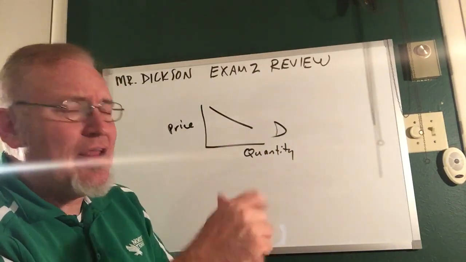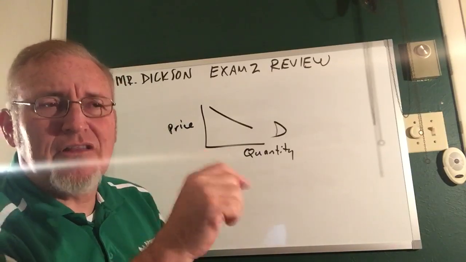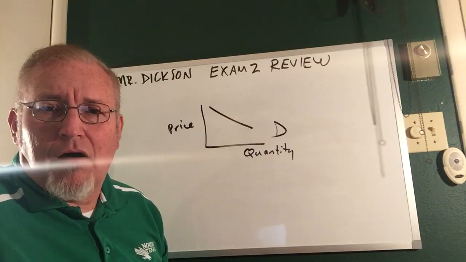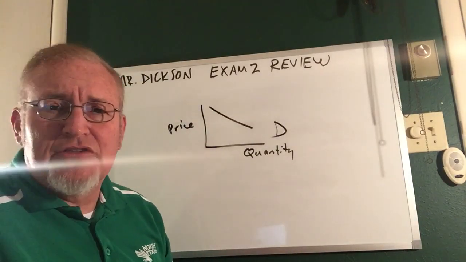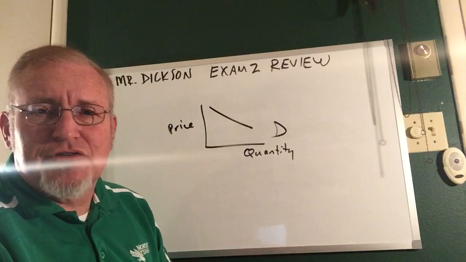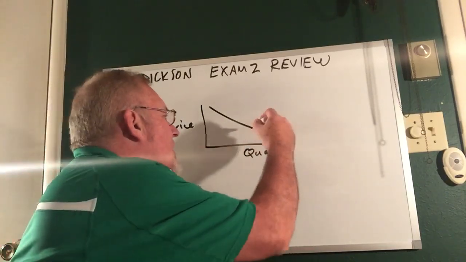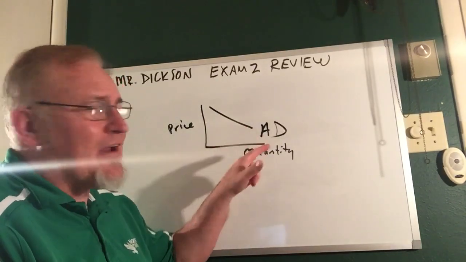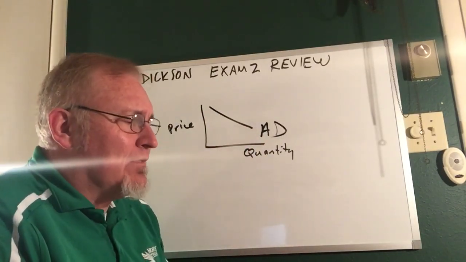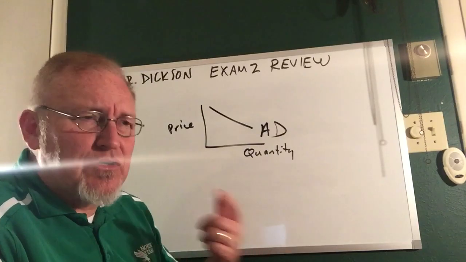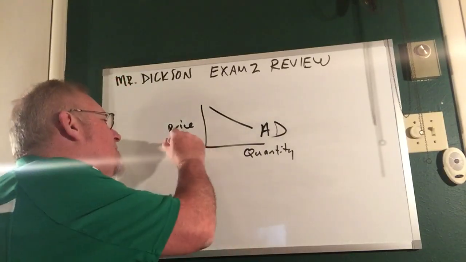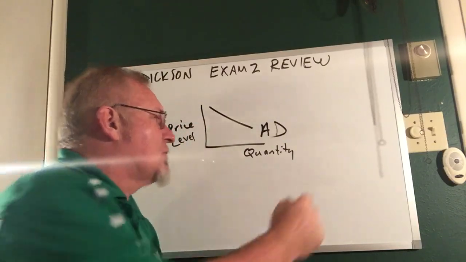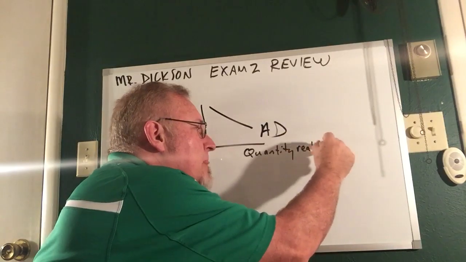Well, aggregate demand, instead of being the demand for a single output, a single service, it's the demand for all output, right? So it's the demand for all goods and all services. And as soon as you account for that, that becomes aggregate demand. If you're looking at the demand for all output, all goods, all services, then this becomes price level, because you're looking at all prices now, right? And then this becomes quantity of real GDP.